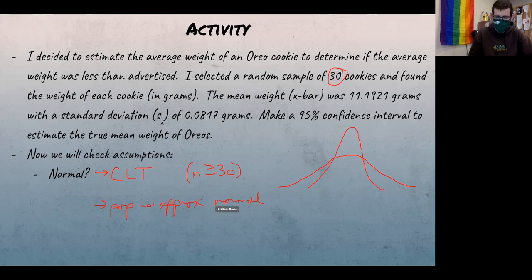So I'll say we met this one right here. We're good to go. We didn't actually meet this. We can assume that the population of Oreo cookies is approximately normal, but we don't know for sure. And then the other one, let's just say this third one never happens.